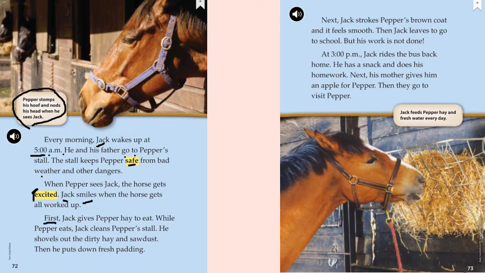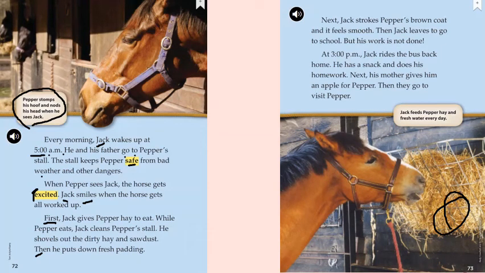First, Jack gives Pepper hay to eat. This is the hay. While Pepper eats, Jack cleans Pepper's stall. He shovels out the dirty hay and sawdust. Then he puts down fresh padding. Padding means the soft material that they put down for the horse to sit on, okay?